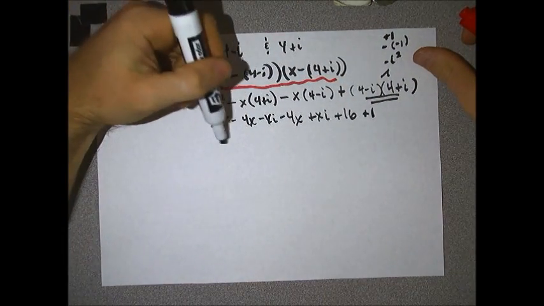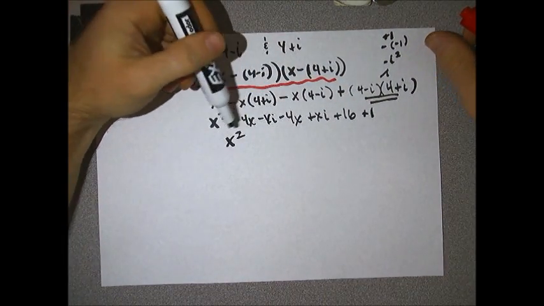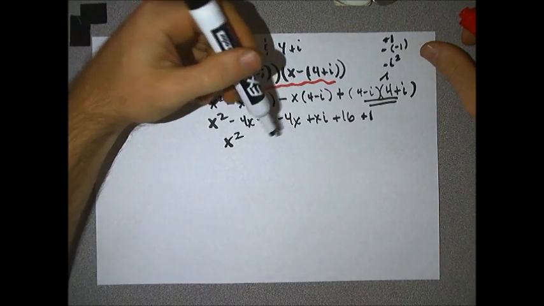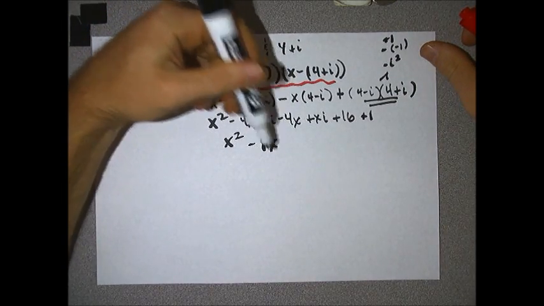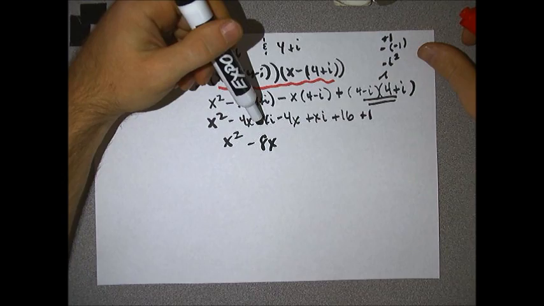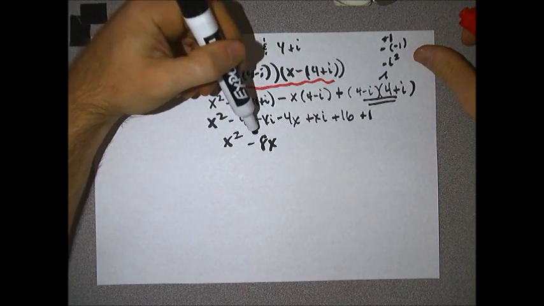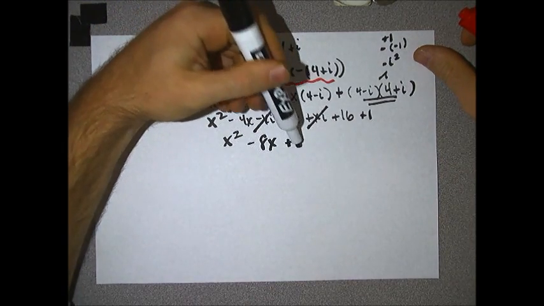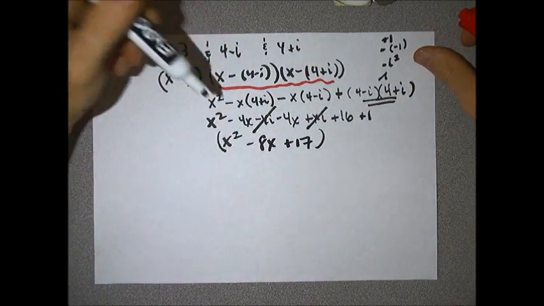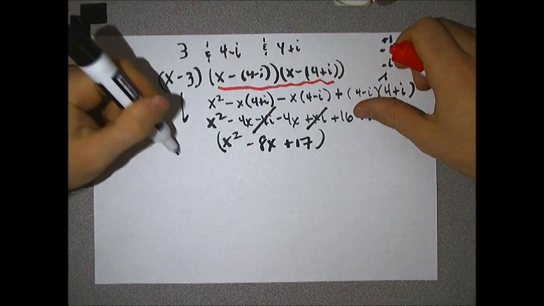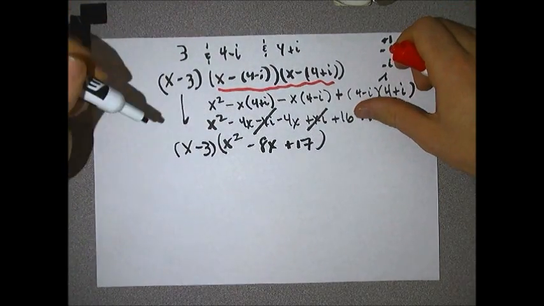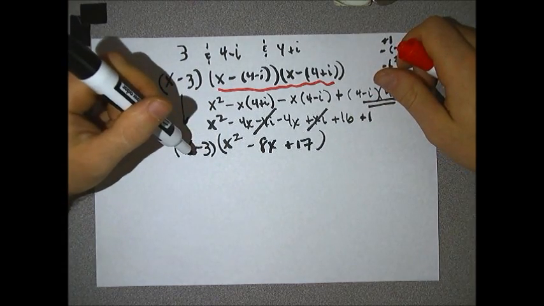So when I go to my next line, x squared times negative 4x is minus 8x. Negative xi plus xi cancels, plus 17. Now we bring down the x minus 3. So everything by x, everything by negative 3.